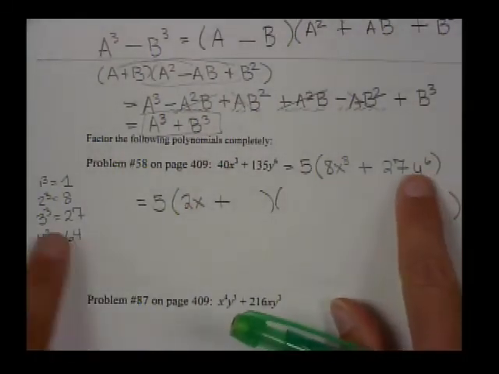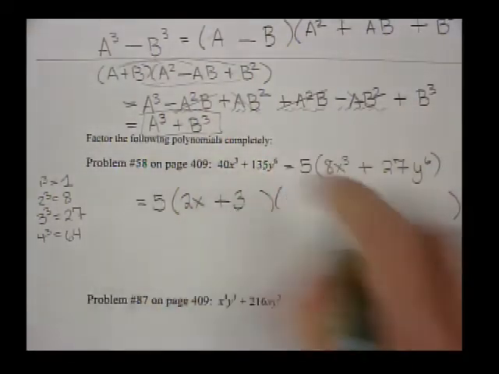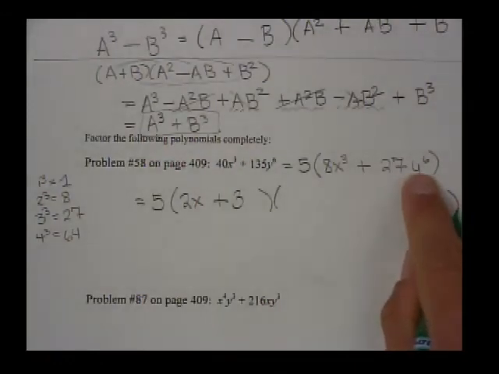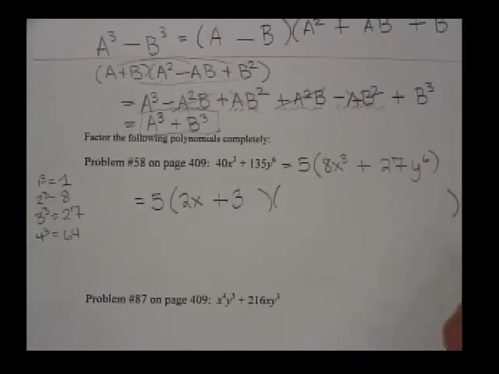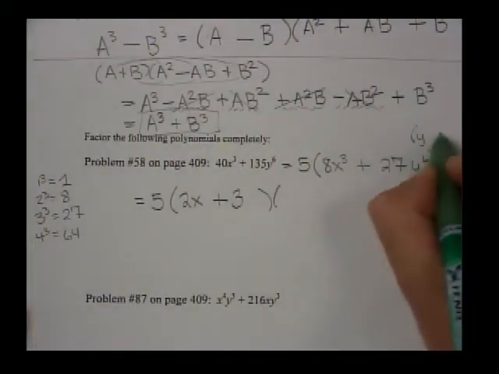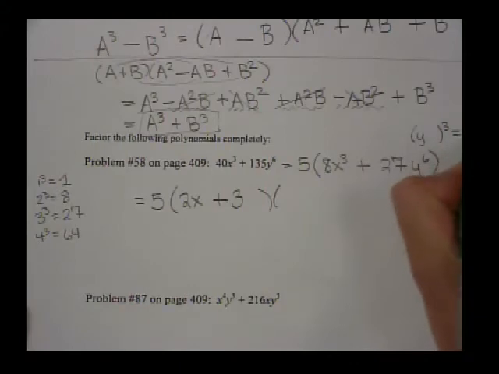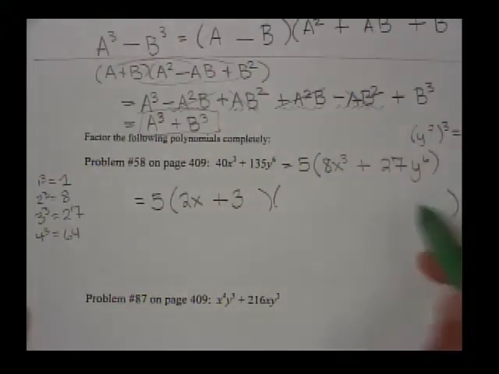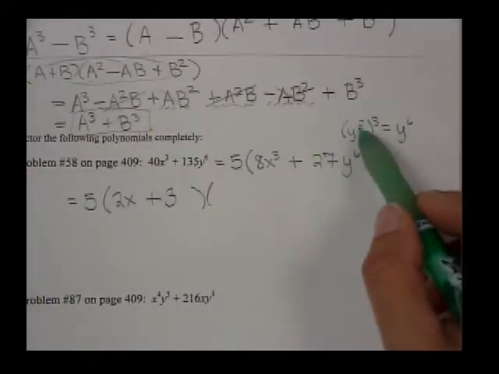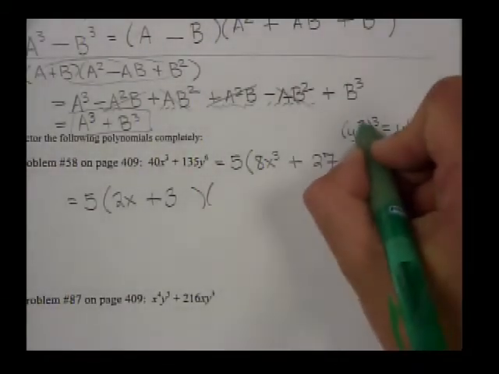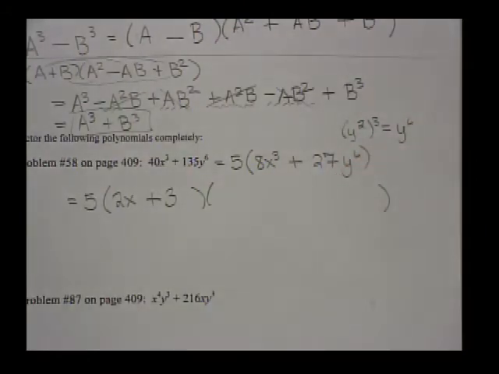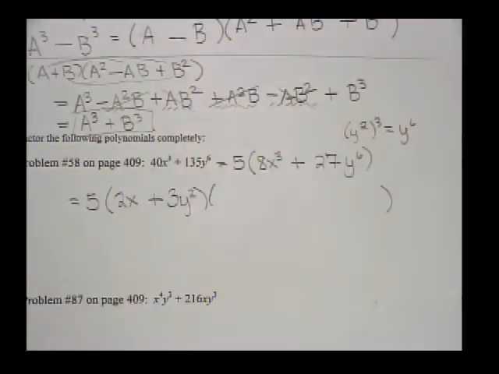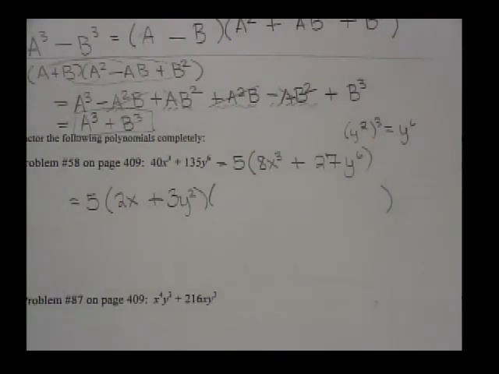And then 3 times 3 times 3 is 27. And then you have to ask yourself, how do I get y to the 6th? Well, I'd want something cubed to equal y to the 6th, and that would have to be, using our rules of exponents, y squared. Oops, sorry. Because here, remember, we multiply exponents when it's written like this. 2 times 3 is 6. So I must need a 3y squared here to get that 27y to the 6 if I multiply 3 times.